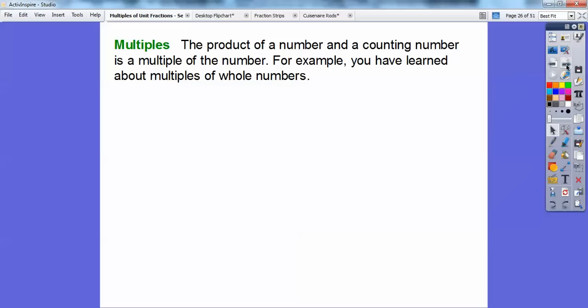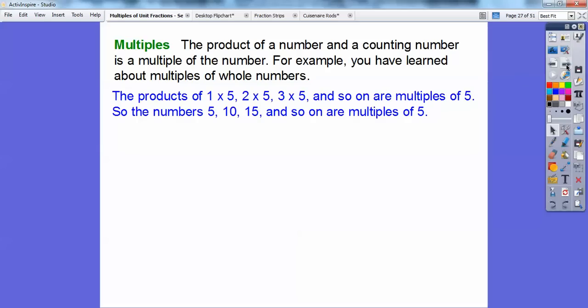So for example, you've learned about multiples of whole numbers. So here's the products of 5. 1 times 5, 2 times 5, 3 times 5, 4 times 5, 5 times 5, 6 times 5, and so on and so on. These are all multiples of 5. So when I multiply these, I get 5, 10, 15, and you guys know 20, 25, 30, and so on. They're all multiples of 5. Okay, well, we're going to do this with unit fractions, you guys, so we can also find multiples of unit fractions. Okay, and we kind of did that already.